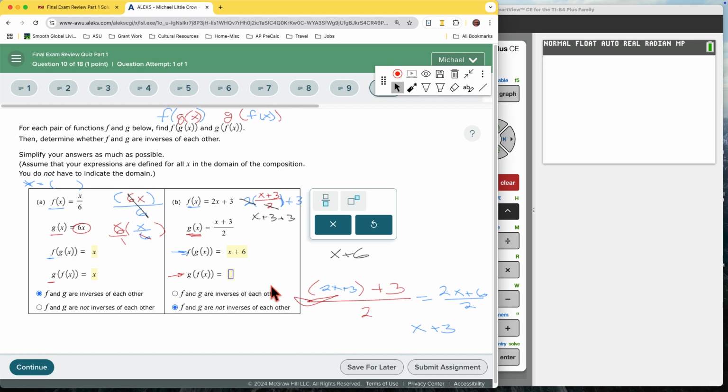Each of these answers is different. Let me get it up here, just making sure. Yeah, it's going to be good: x plus 3. And that's composition of functions to find inverse functions, or whether they're inverse or not.